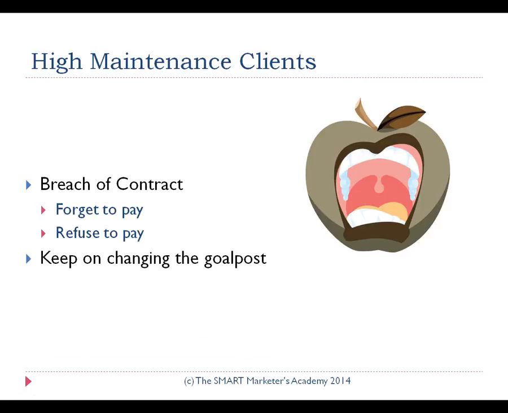The high maintenance clients will keep on changing the goalposts. So you need to have good boundaries in place if you're going to work with people. You need to have contracts, you need to have agreements. If you are selling a package, you need to have the benefits or the outcomes listed and everything in detail, so that people do not keep on changing the goalpost and keep you on a treadmill of ever delivering a product or a service that never completely gets delivered.